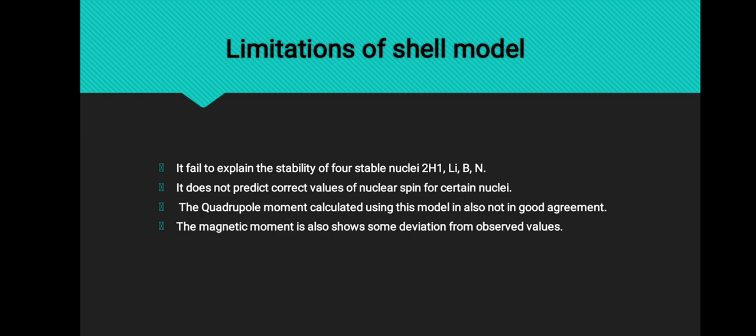The magnetic moment also shows some deviation from observed values. Means the values observed by experiment and the magnetic moment calculated using the shell model by formula also show some deviation in their values. So this is all about the shell model. Today I explained to you the advantages, postulates, and limitations of the shell model in my today's seminar. Thank you.